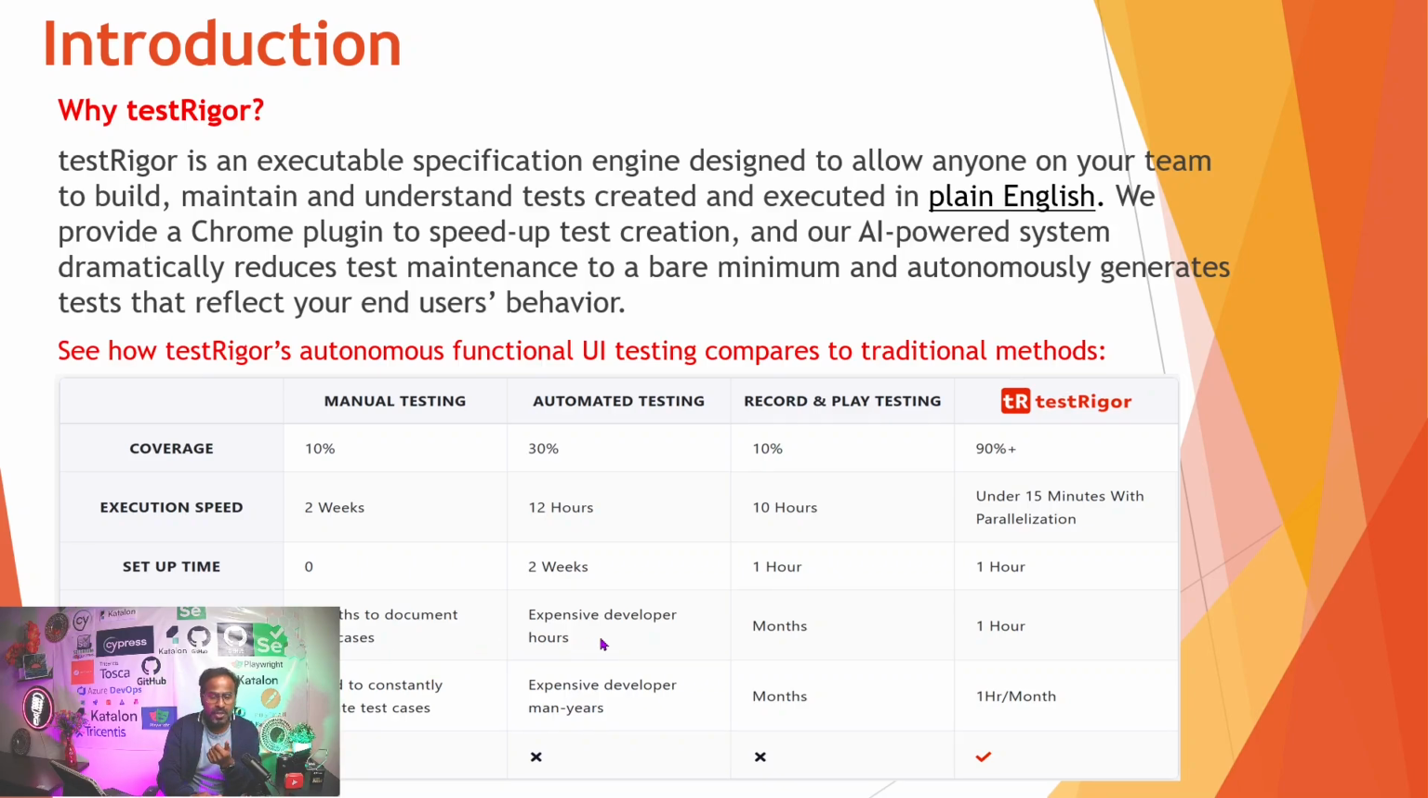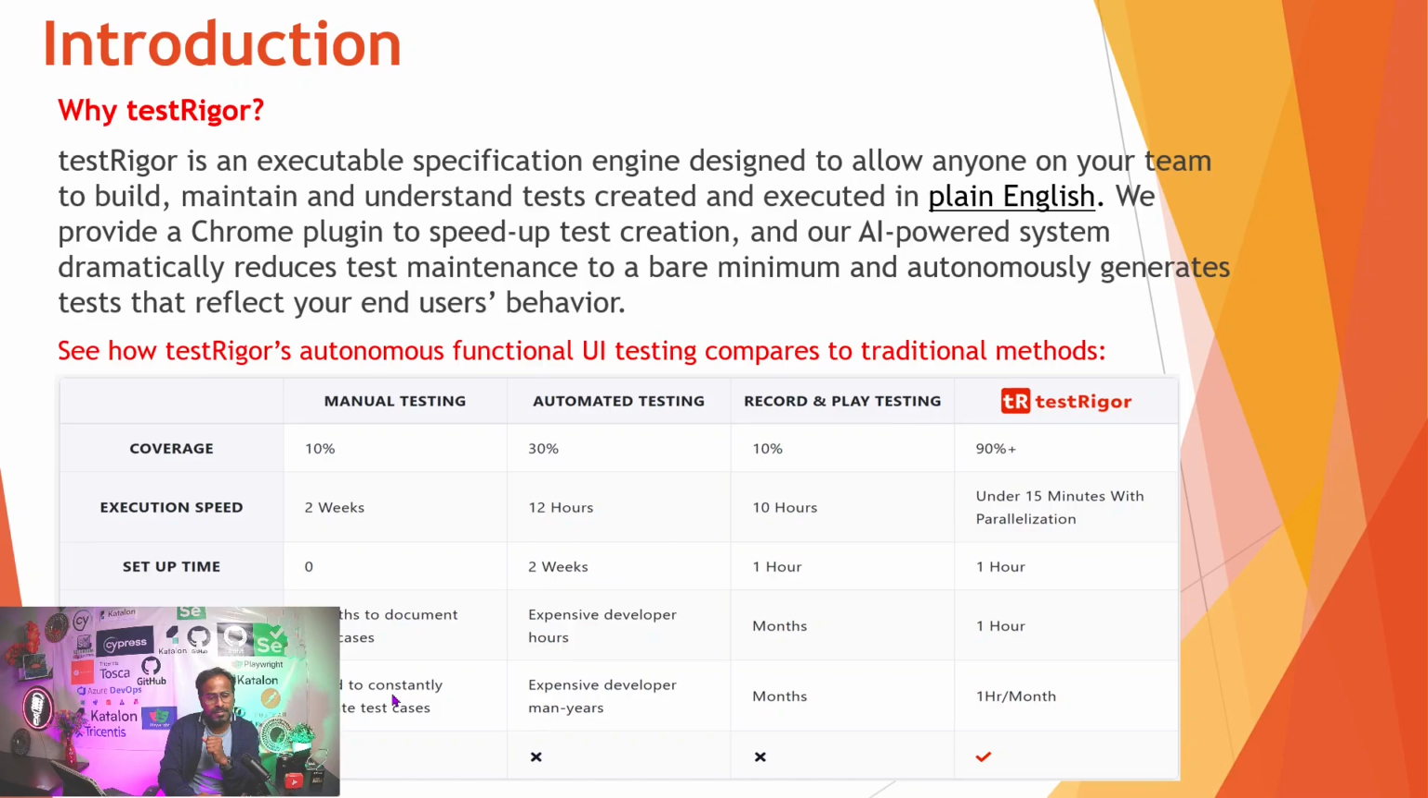If you are using automation testing, it requires extensive developer hours to create your tests. If you are using record and playback testing, it takes months to create your automation tests. Whereas by using testRigor, it takes an hour to create your test cases. That is your test creation time.